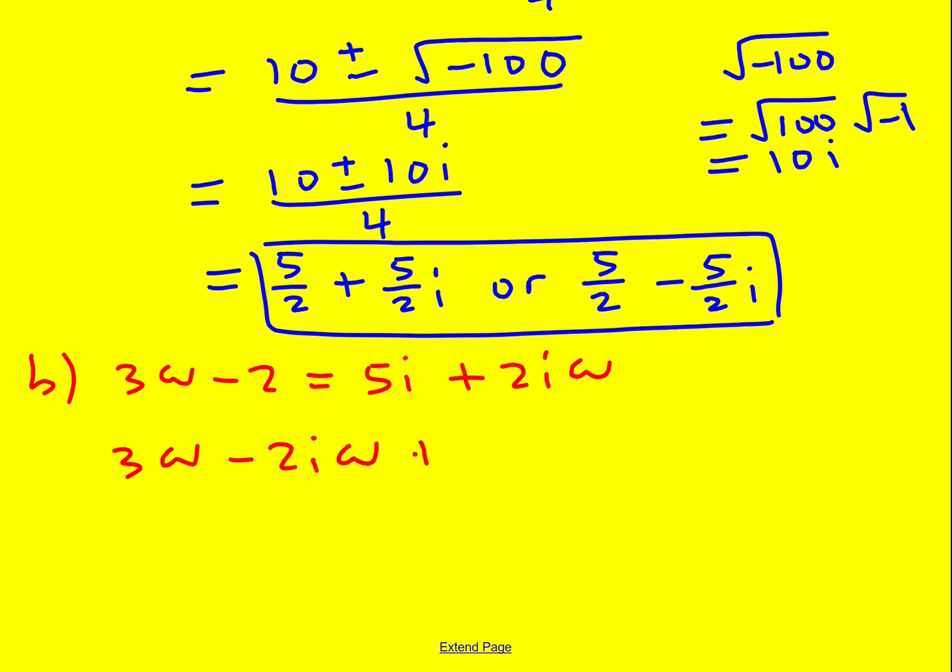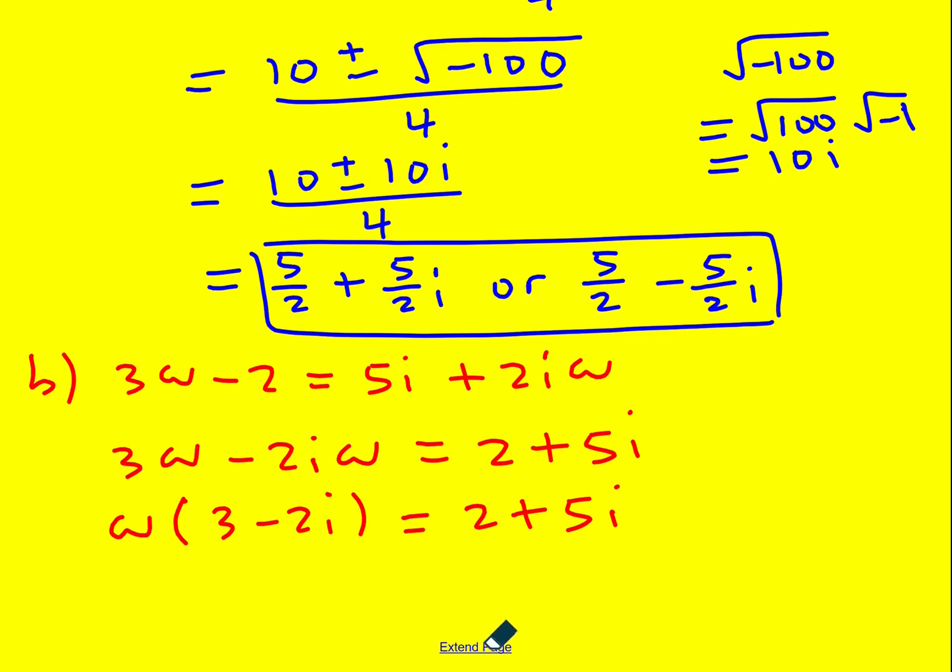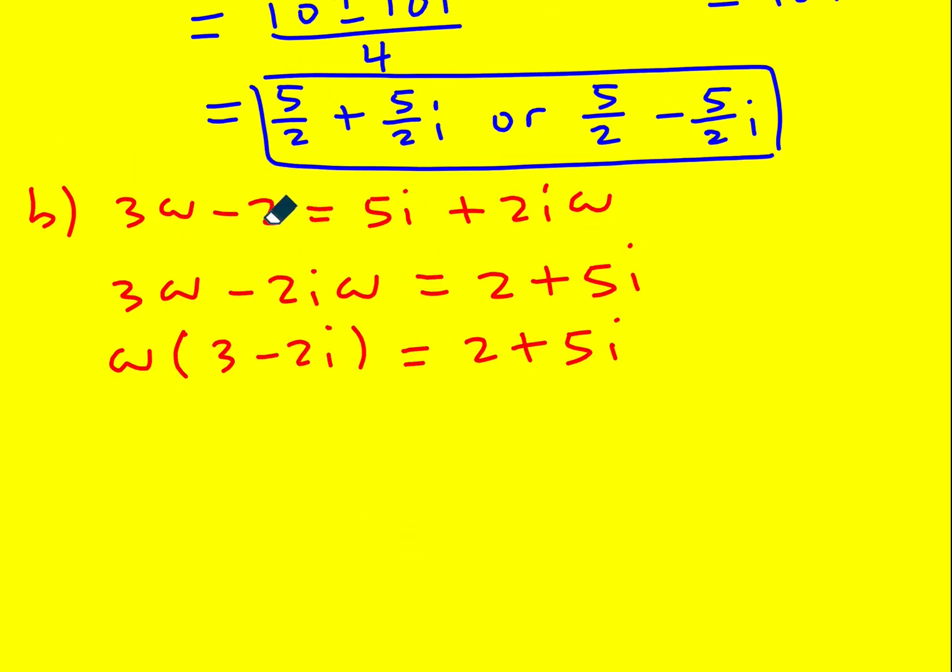And I'll add 2 to both sides. Factorize out the omega. Sorry, that should have been an equals sign. Hopefully you spotted that. It's actually very much like solving a normal kind of equation with x on both sides. It's just we've got to be careful because we've got these imaginary parts. So omega is equal to 2 plus 5i all over 3 minus 2i.